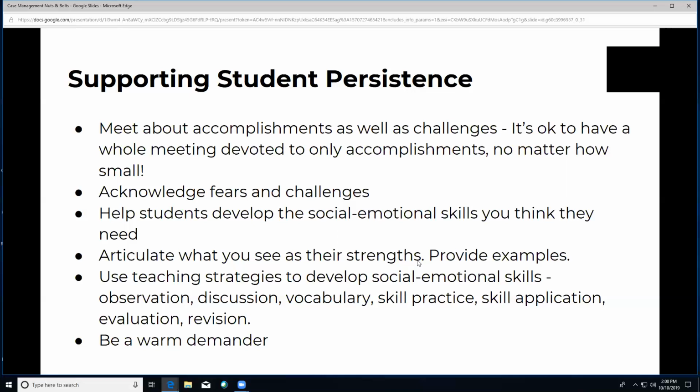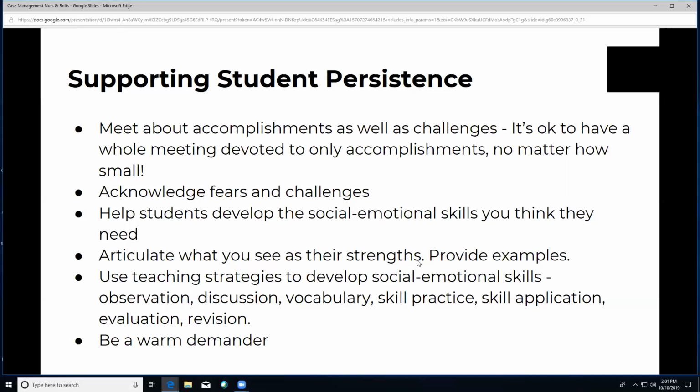And in working on social emotional skills, it's most effective to use the strategies that you would use if you were a teacher. I know that some of you have teaching backgrounds. The same skills that you use, making observations, having discussions, expanding vocabulary, practicing the vocabulary, applying the vocabulary, evaluating their work, revising their work, all of those things are teaching strategies. And all of those things you can use in helping students develop social emotional skills.